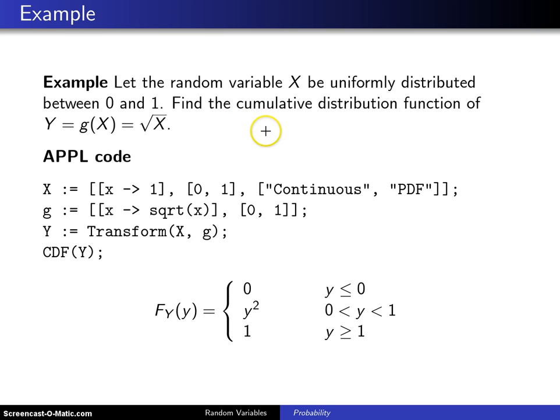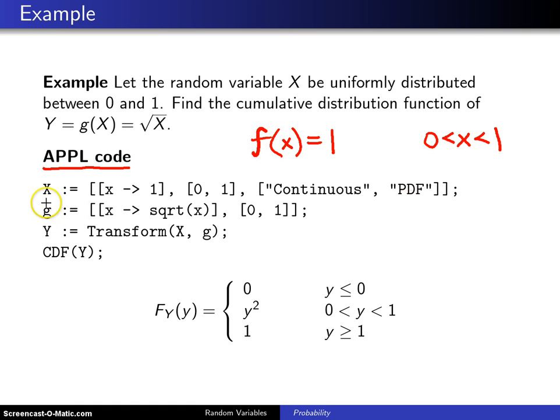In this particular case, we know that the probability density function of x is 1, defined on the support 0 is less than x is less than 1. And this first APPL statement here, x is equal to, and here's the list of 3 lists, defines this probability density function. It will be 1 between 0 and 1. X is a continuous random variable, and this 1 right here is a probability density function. That's consistent with what we have here.